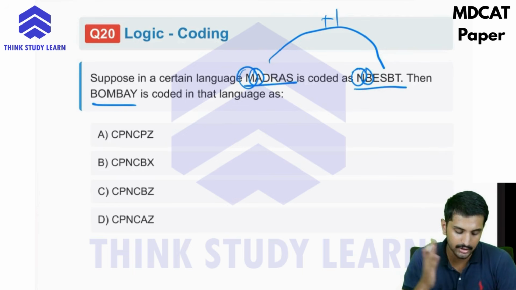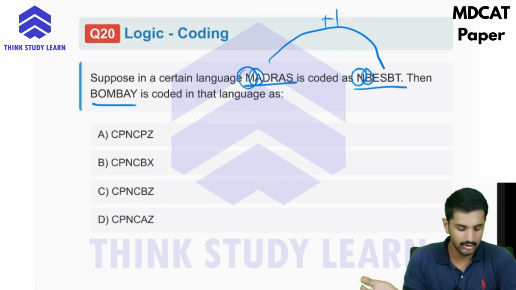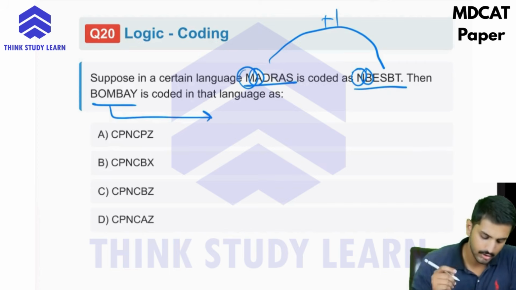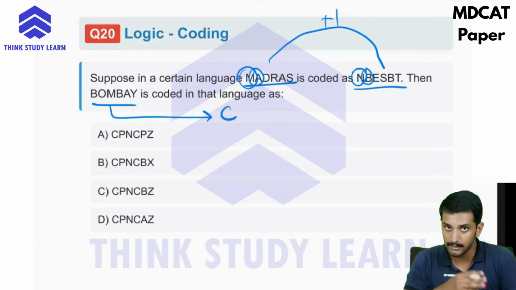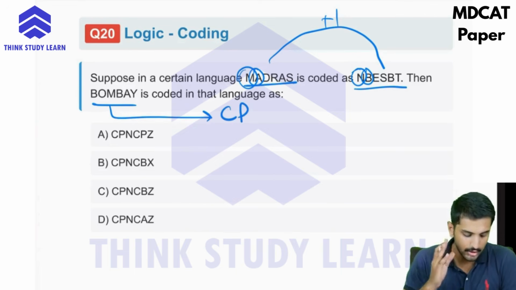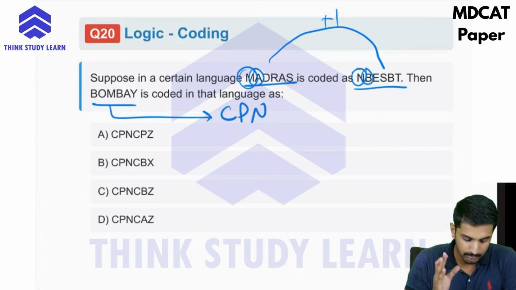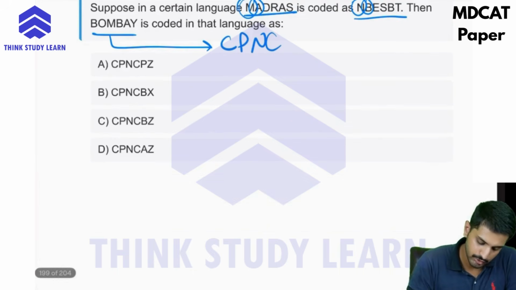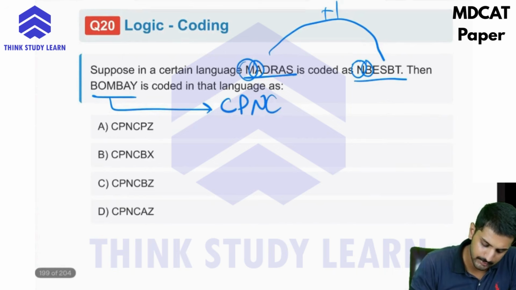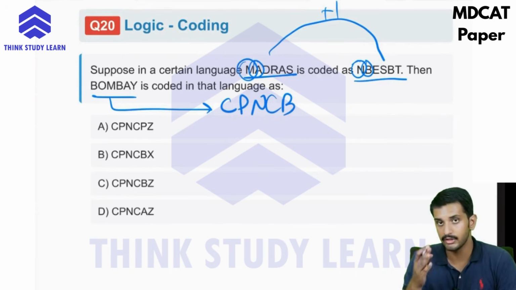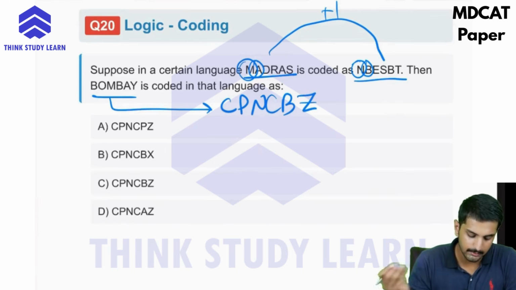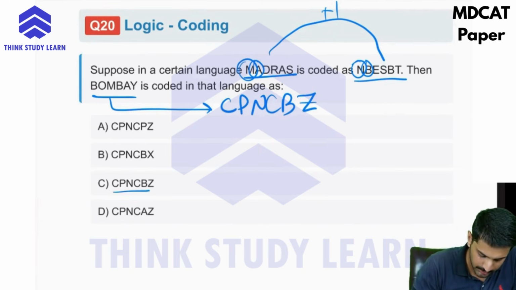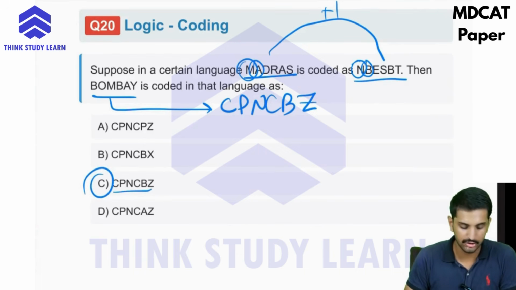So M becomes N, A becomes B, D becomes E, R becomes S, A becomes B, and S becomes T. So we have to apply the same formula to Bombay. B would become C, O would become P, M would become N, so CPN. B would again become C. Then we have A, the second last letter in Bombay, which would become B. And then we have Y, which would become Z. So it is CPNCBZ, which is the C option. So C is the correct option.